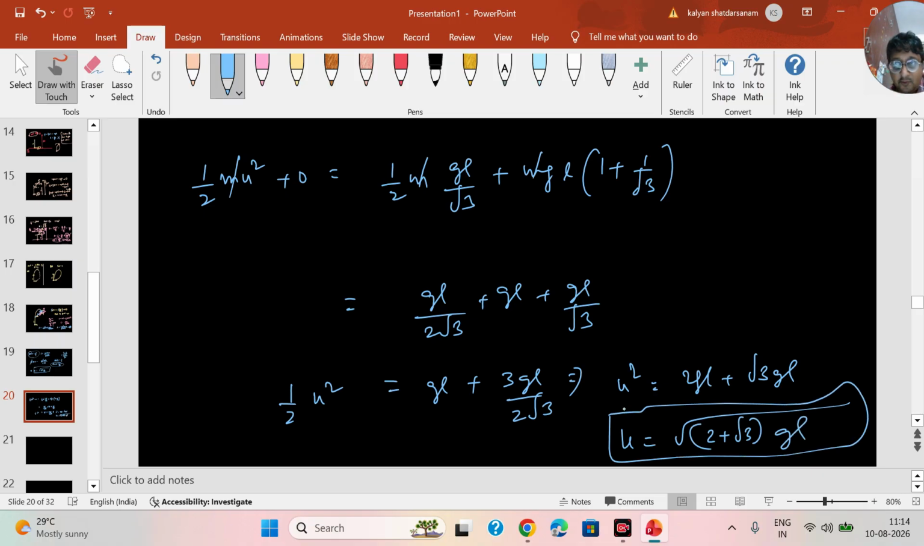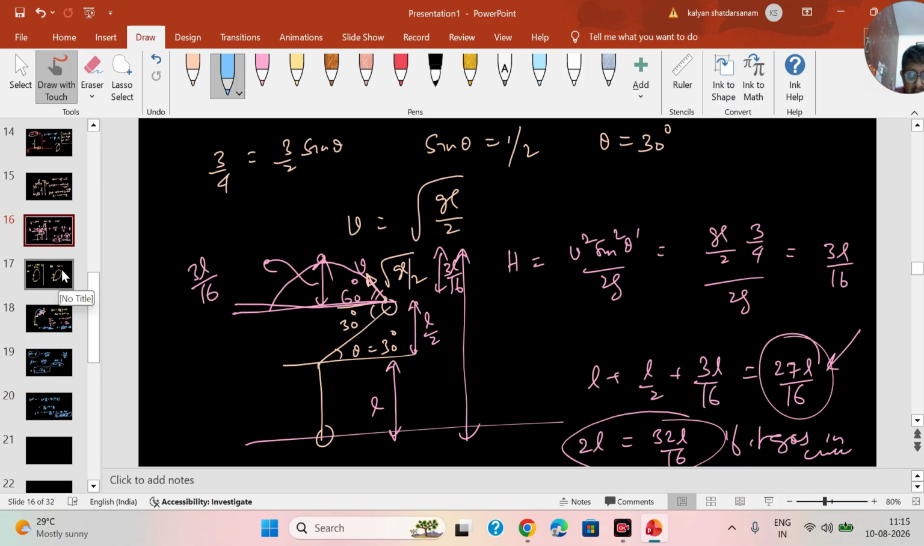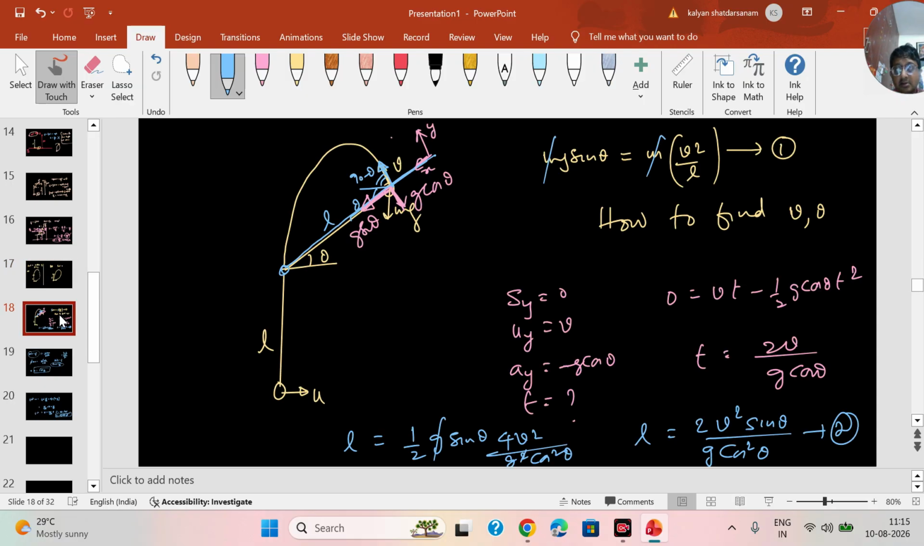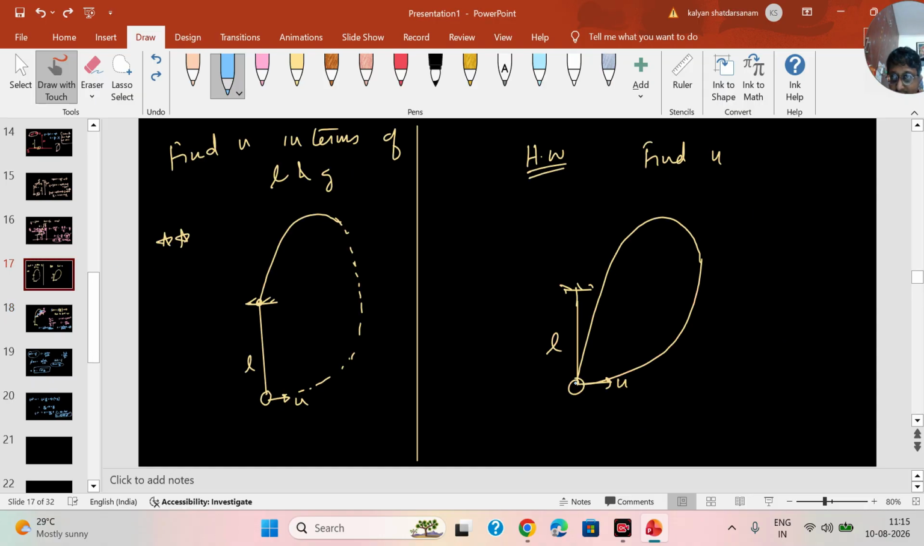This is the speed with which, if you project, the ball will directly hit the point of suspension. What did I do? Let's go back and check a couple of these things. First, when it is losing tension, I wrote Newton's laws in the radial direction. Then it is hitting the point of suspension, so I used some projectile idea, like an inclined plane projectile. From there I get V and theta. Once you get V, you use energy conservation to get U. That's exactly what you have to do even in the previous question, the one I gave as homework. The only thing is it is reaching here now.